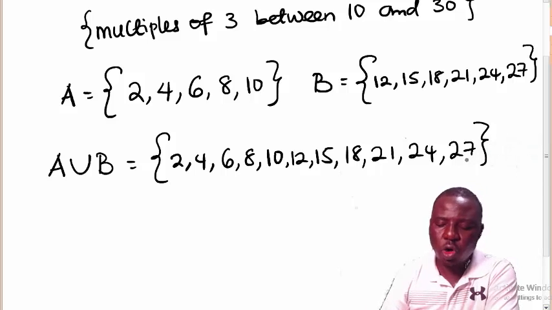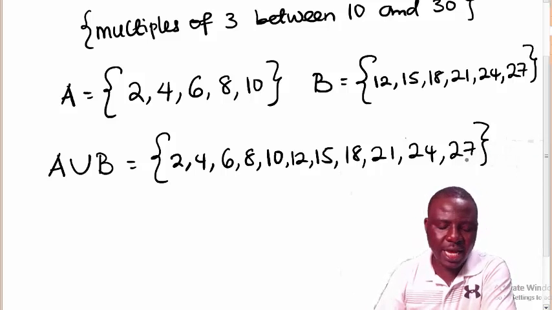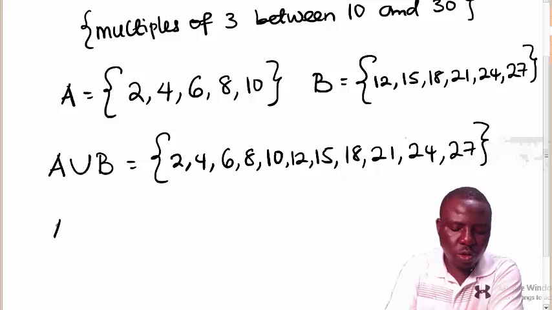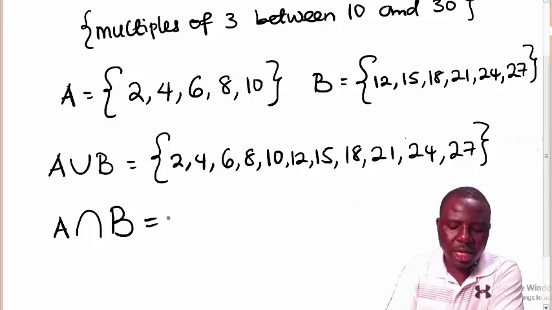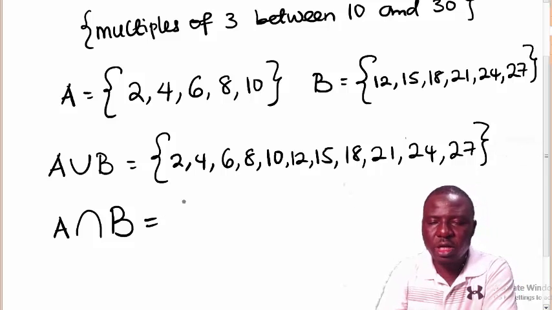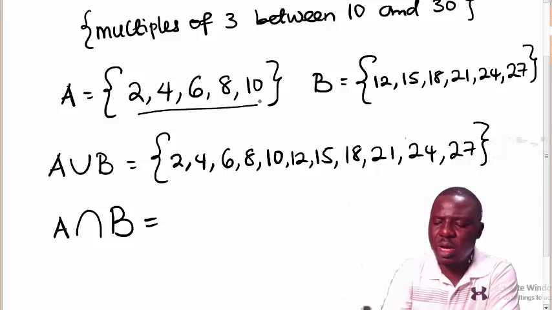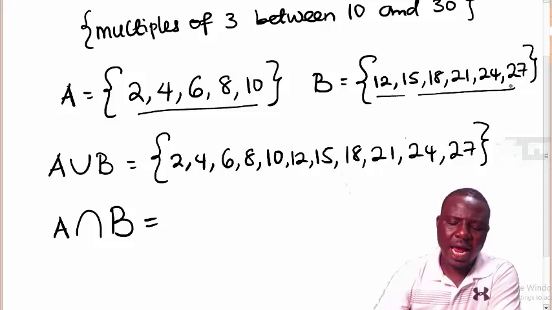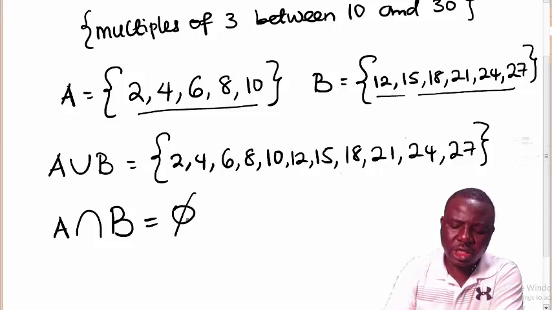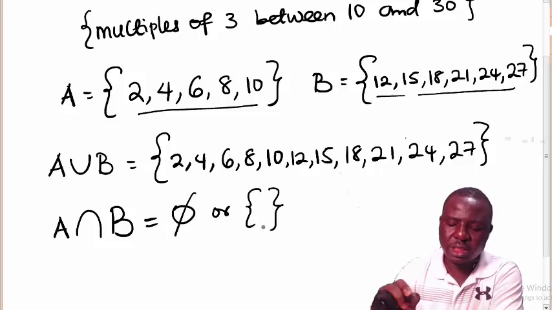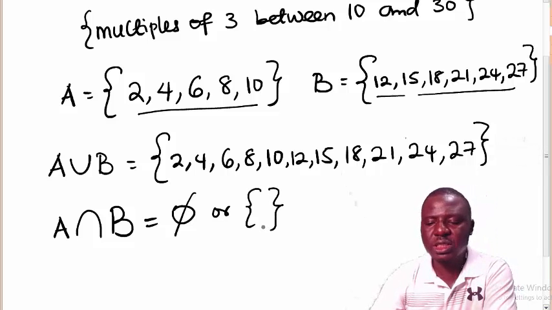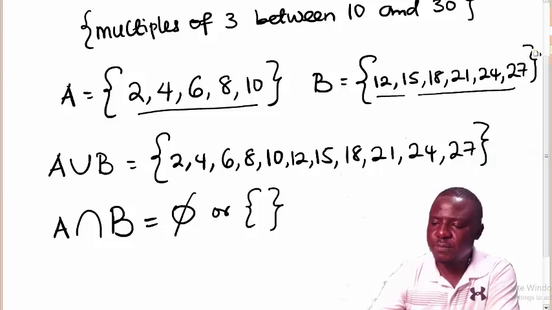So you write out all the elements you can find in A and B. B is requesting for A intersection B, and A intersection B is talking about those elements you can find in both A and B. By comparison, there is no element you can find in A and B. So we refer to the intersection of both sets as an empty set. So the intersection of these two sets is said to be an empty set.